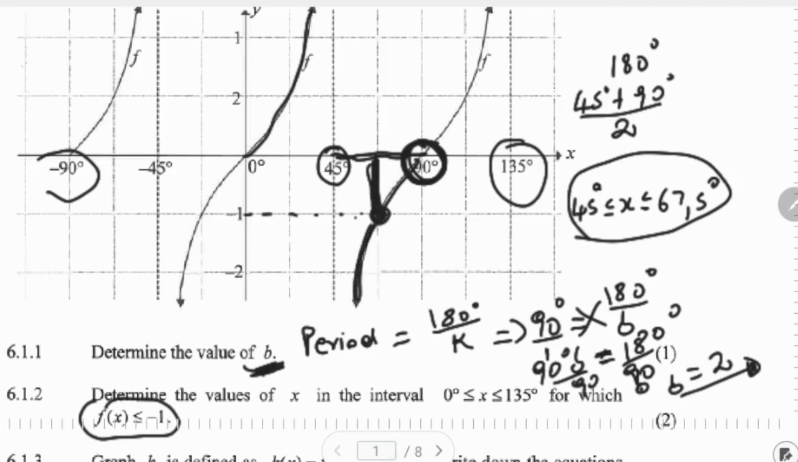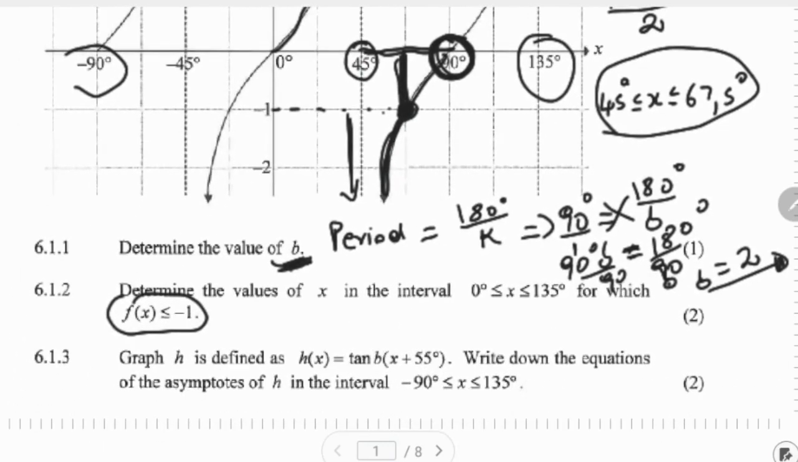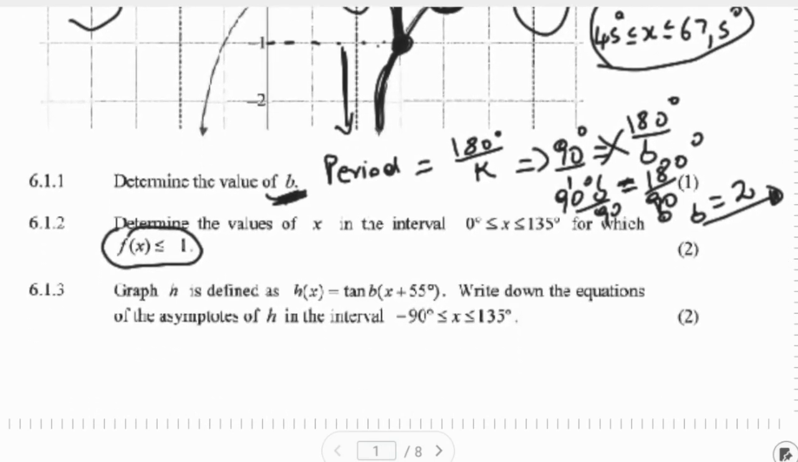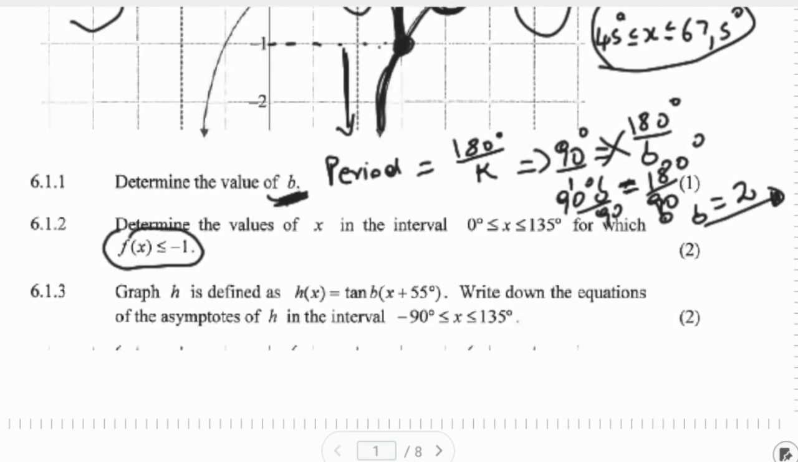That is that piece of the graph there that is less than -1. All the values down to -1 are less than -1, and the piece of the graph that is there is between 45 and 67.5.